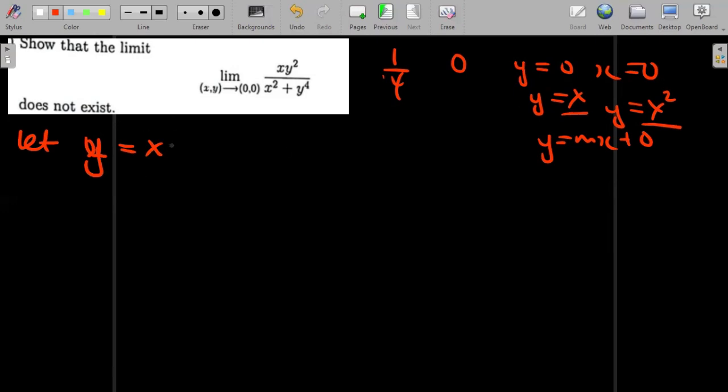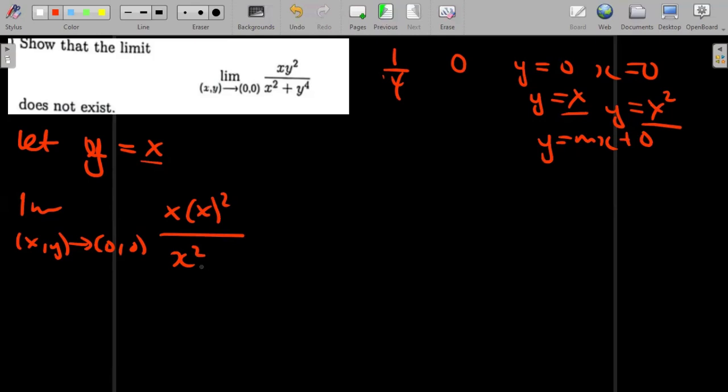Then you see if it gives you something, if it continues to go to the same limit, then the limit exists. But if it changes, then the limit does not exist. So we start at y equal to x. Say the limit of (x, y) as it approaches (0, 0). Where there's y, we replace it with x, and you have x squared, plus that will be x to the power 4.